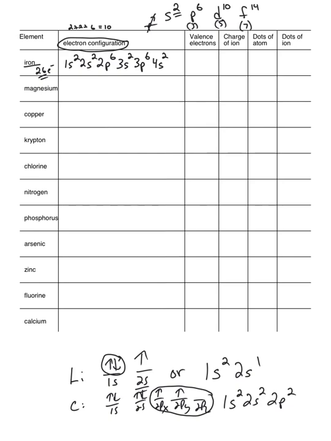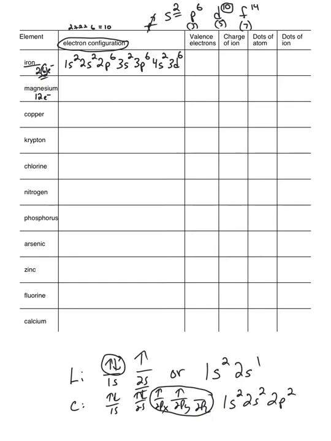And then after 4s, we come back and fill the 3d. Now remember, a d will take you up to 10 electrons, but currently we have 20. I only need 6 more. So all I got to do is say 3d6. Okay? All right, let's look at magnesium.